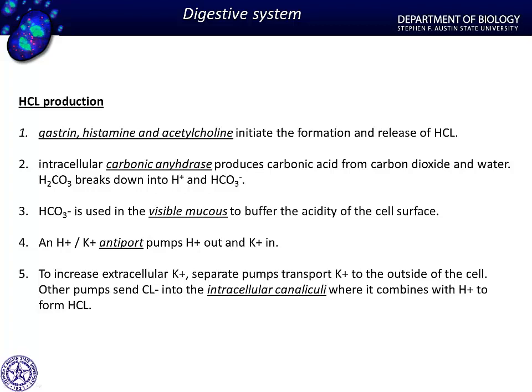Now, what we're going to do to keep those potassium levels from getting too high, we're going to have separate pumps. And these other pumps are going to pump out the potassium ions. Now, we also have a third type of pump, and these pumps are going to pump out the chloride ion into those intracellular canaliculi. So as the chloride ions get pumped out, the hydrogen ions get pumped out, they will combine together to form hydrochloric acid.